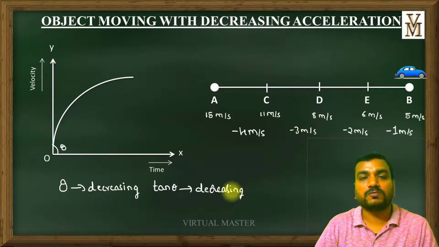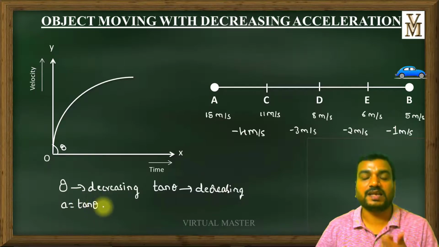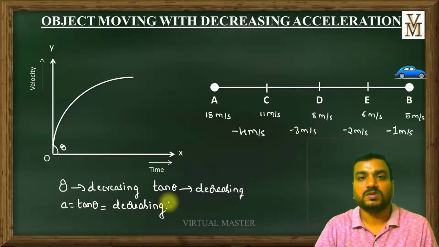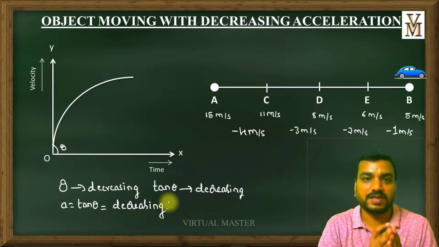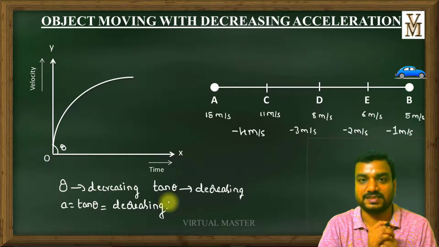We know the formula for the acceleration, that is acceleration will be equal to the slope of the curve, which is nothing but tan theta. Since tan theta is decreasing, naturally acceleration of the object will also be decreasing, isn't it? Okay, I hope everyone has understood how to draw the velocity time graph of the object moving with decreasing acceleration.